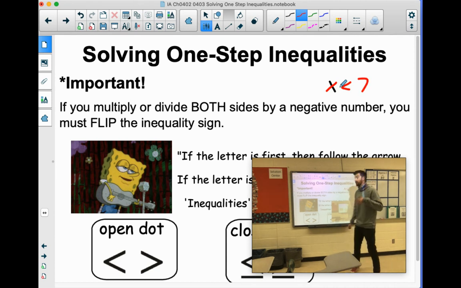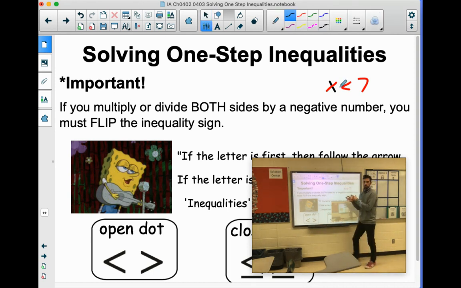So you'll get like x is less than 7, which means x could be 6, could be 6.3, could be negative 550. So it gives you all of the solutions that could work. So when we put our solutions to inequalities down, we're going to put them on a number line, which I'll show you on the next slide here.